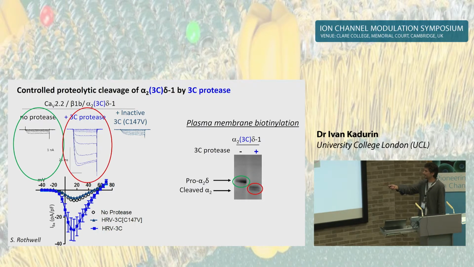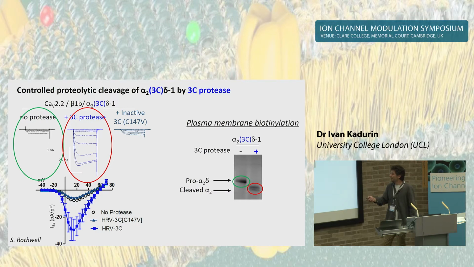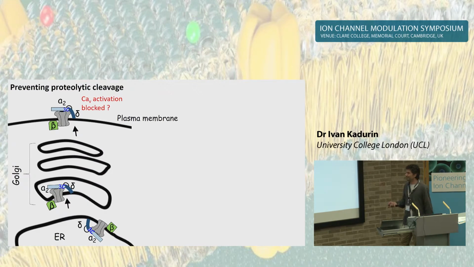And then CaV2.2 channels with beta 1b and 3C alpha-2 delta were expressed here in the absence and with the protease, or with an inactive version of the protease, which has a mutation in the active site. The restoration of function was partial but significant. It's shown here in the IV plot. So basically, the function was restored. This is a scheme I made of how we imagine things are happening.